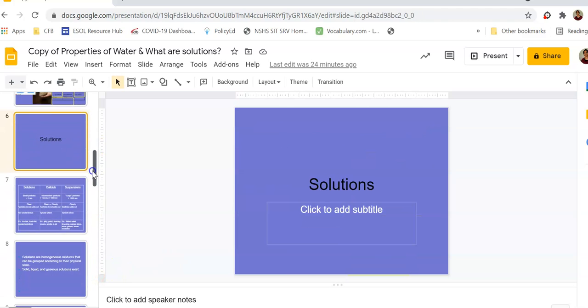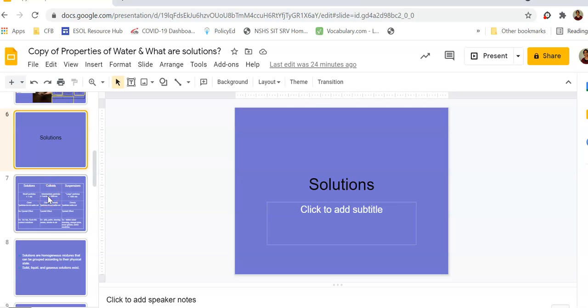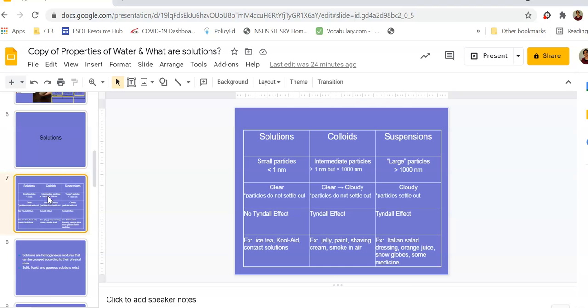And then when you look at solutions, solutions are any kind of liquid with some sort of solid or gas in it, and you can have different types of solutions. A normal solution is one that's clear, and all the particles are completely dissolved. You can't see them, and the particles are less than 1 nanometer.